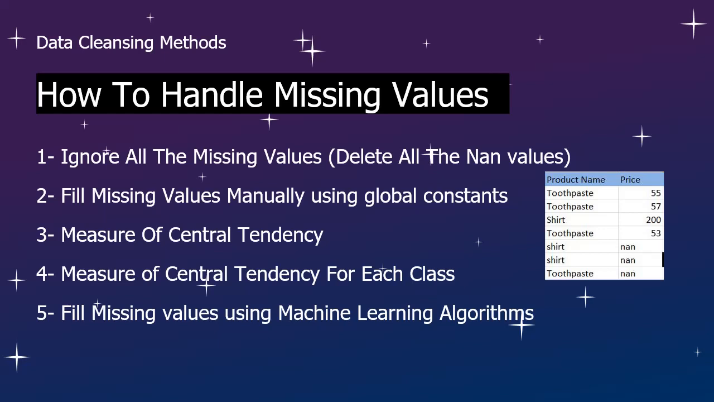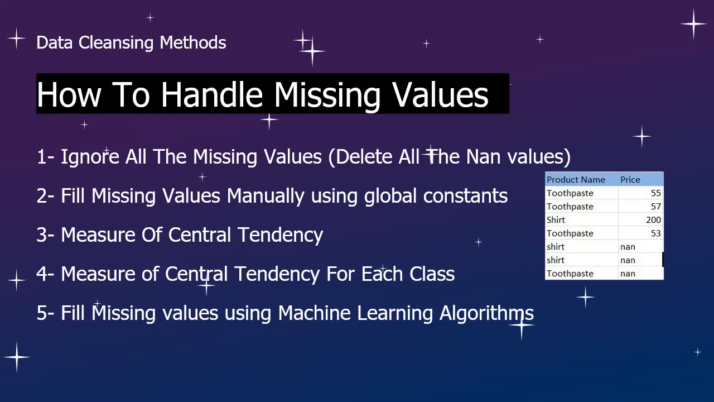The third method is measure of central tendency. In measure of central tendency, we select our column with missing data, find that column's mean, and replace the NaN value with the mean value of the respective column. You can also use the median value instead of the mean. And the fourth method is measure of central tendency for each class.